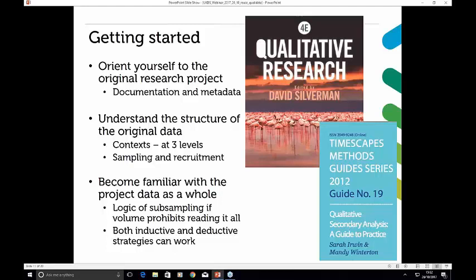You may also need to consider the sample. So for example, if the data set's too large, you may need to take a subsample of this. This may not be as much of an issue with qualitative research since they're usually smaller studies anyway, but there are some collections which have got a large amount of funding, and you'll need to carefully consider what's feasible.